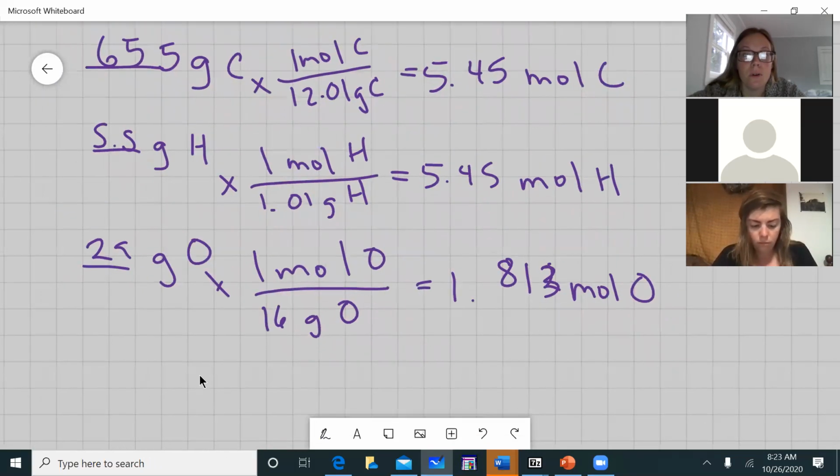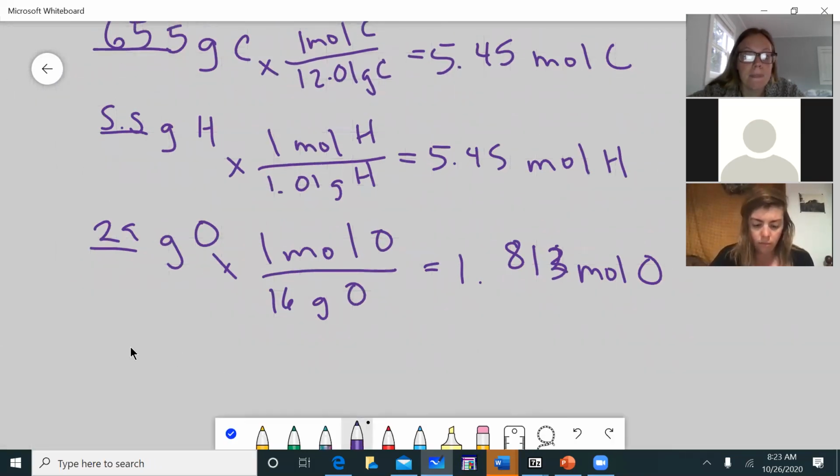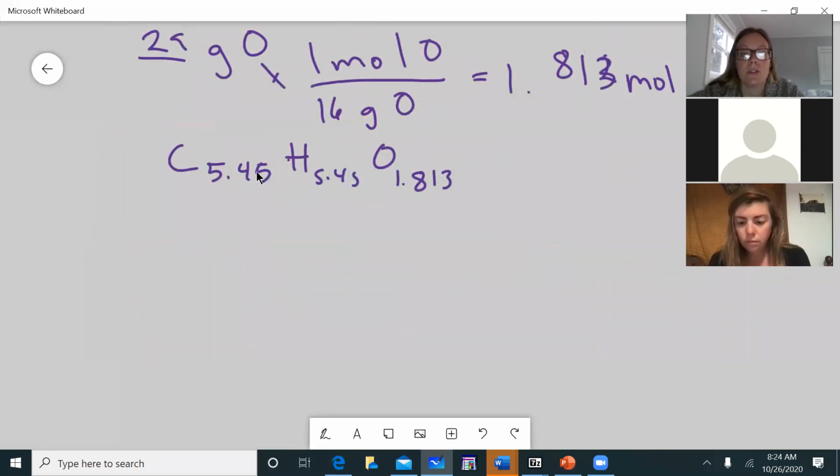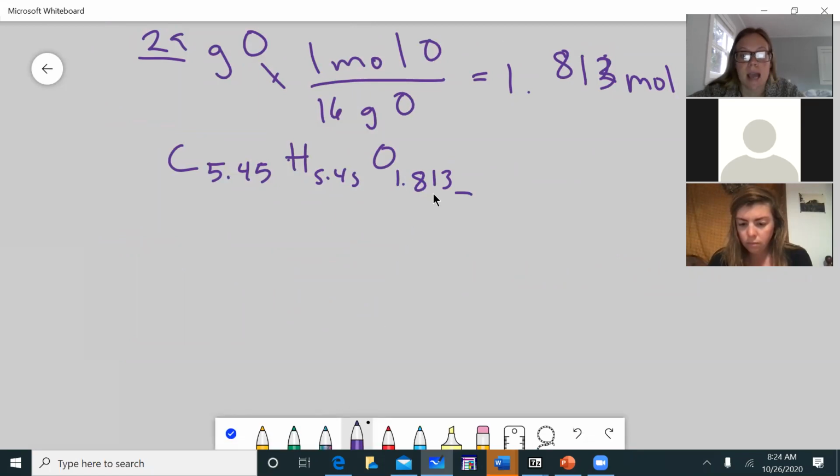So we can write a pseudo formula for this thing. I have carbon, and right now it's going to have a subscript of 5.45, which I know seems funky. We're going to get rid of it in a second. The same for hydrogen, 5.45. And then oxygen has the subscript 1.813. Now the rule here, after we've written the pseudo formula, is that we divide by the smallest decimal. The smallest decimal is the one attached to the oxygen. So I'm going to divide everything by 1.813, not just the oxygen. I divide all of them.